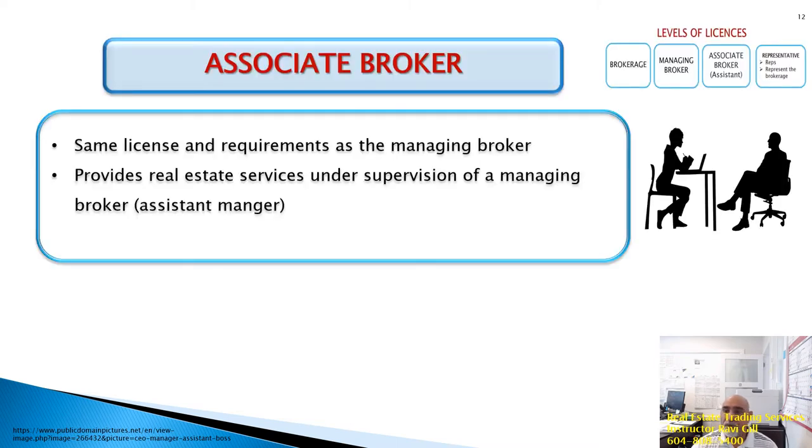Okay, an associate broker, we're at number 3 now. Associate broker has the same license as a managing broker, but he's an assistant and he is not responsible in any way for the brokerage or for the reps.